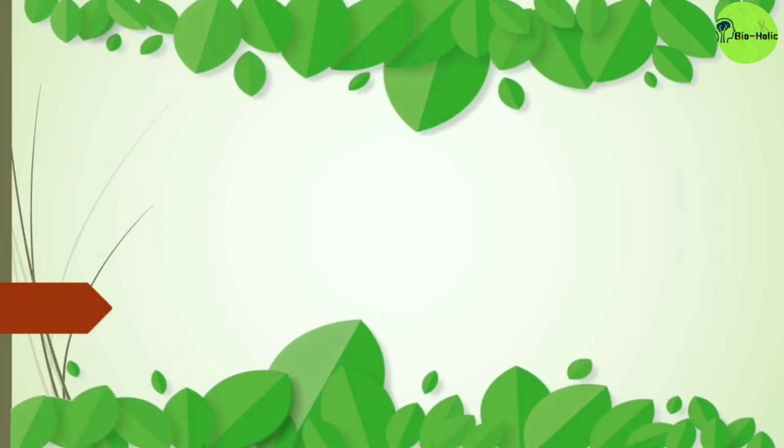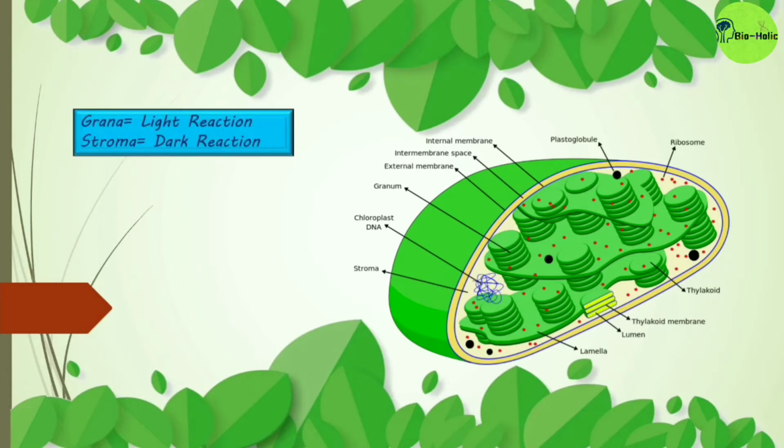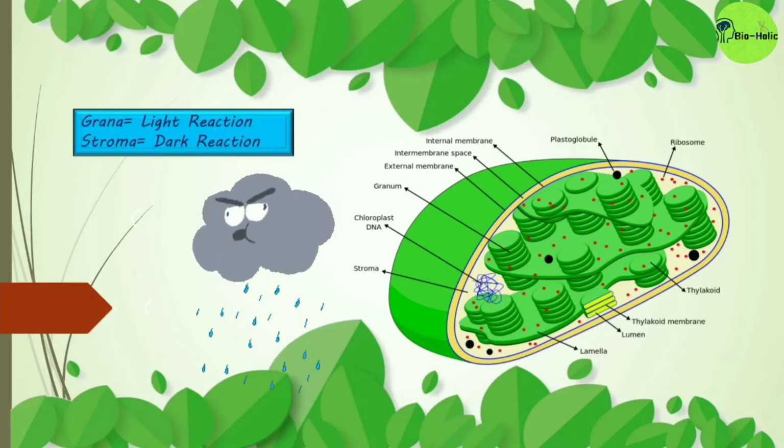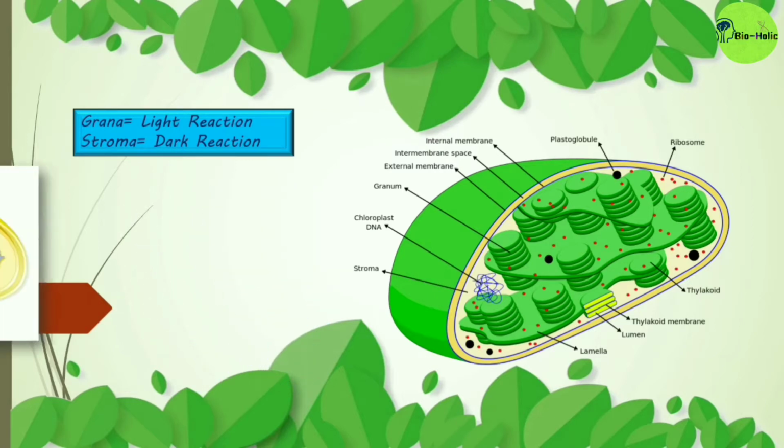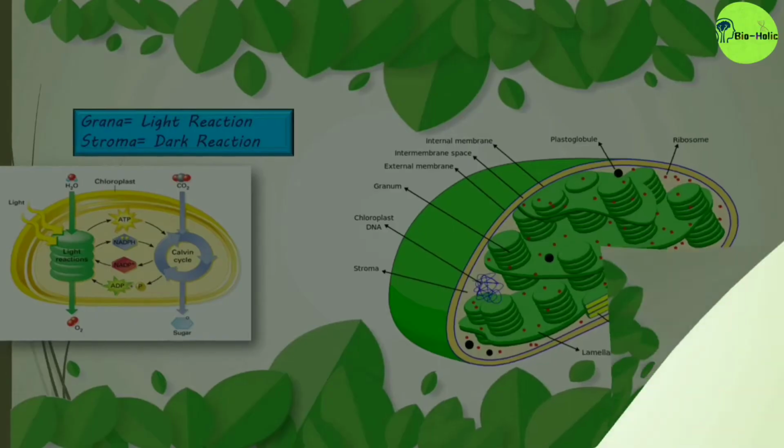In the first part, I described the structure of chloroplast, where I told you about the grana and stroma. So the light reaction occurs in the granum and the dark reaction occurs in the stroma. We know during storm the sky becomes dark, isn't it? Thus, you can remember that in stroma dark reaction occurs, and so in grana light reaction will take place. Clear?